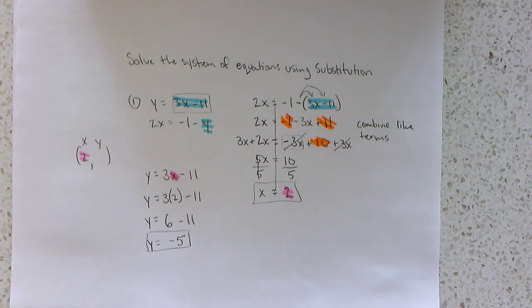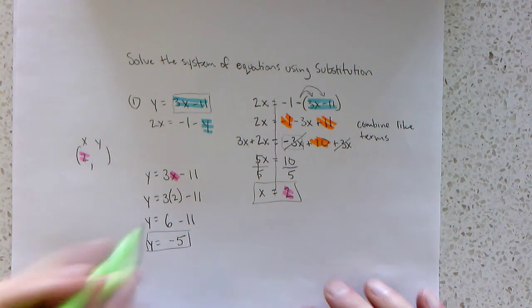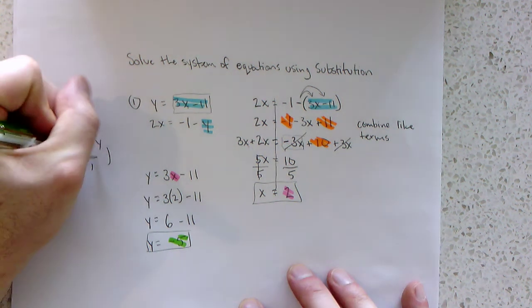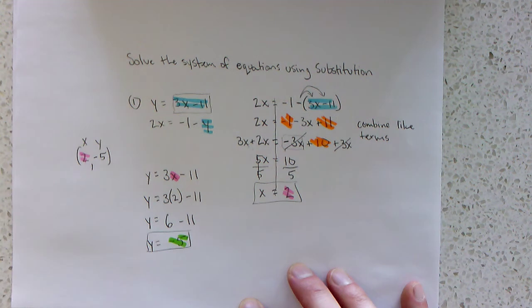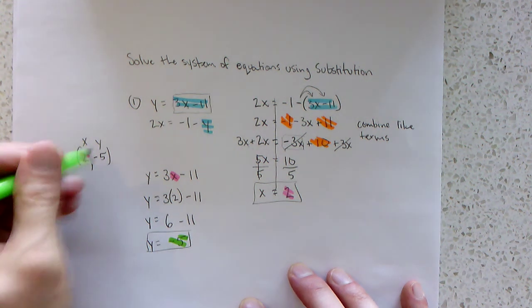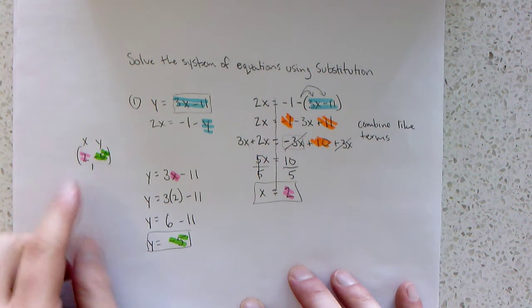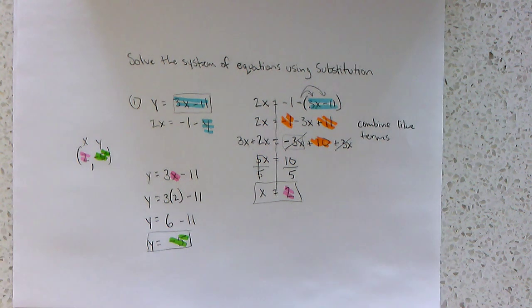So now that I know my value for y is negative 5, I can then take that and plug it in over here to show my final answer for my final coordinate pair. So my x is 2, my y is negative 5, and that is the solution to my system of equations using substitution.